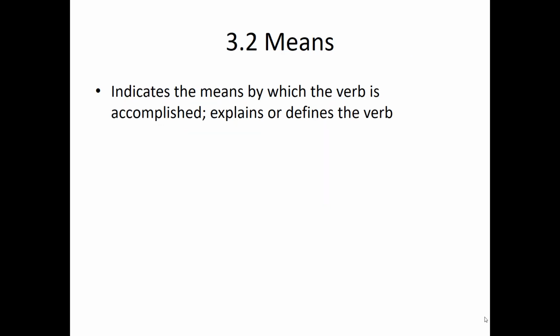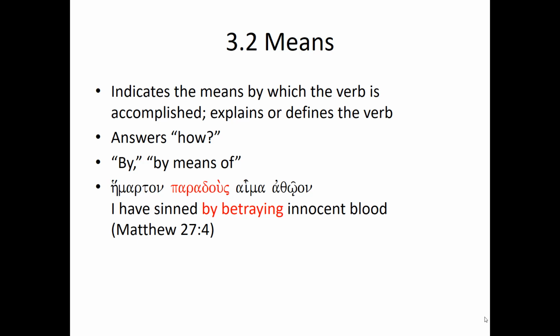A participle can also tell you the means by which something is accomplished. Participles will answer the how question. How did you do it? You might use by or by means of in your translation. Hamarton, paradous haima athoon.